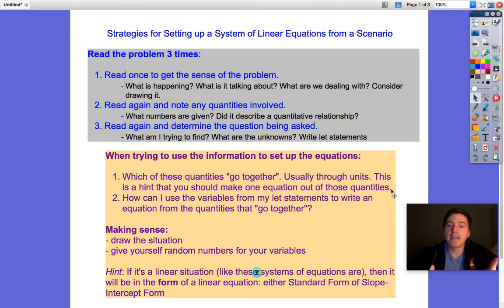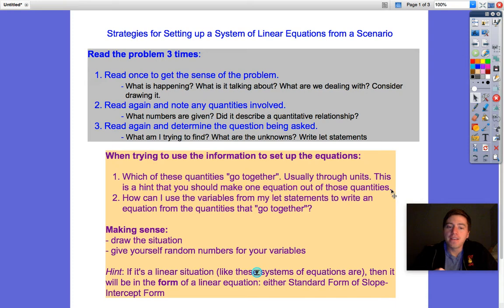The first I would say is to ask, which of these quantities do I think go together? Usually it's through units. If you've got, oh, this was $10, this was $20, this was $15, or there was a total of this many dollars, those tend to be, okay, that goes together. This one's all talking about dollars. Which ones do I feel like go together? That tends to be a good hint that you're making an equation out of those numbers. The ones that you feel are supposed to be together, you can usually make an equation out of that. That's your hint.